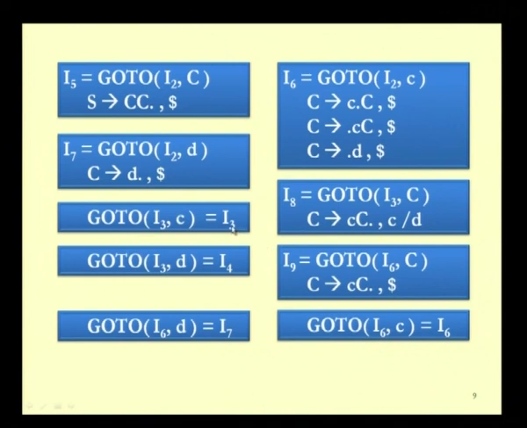States which we have already generated, that is, I3 on c goes to I3, and I3 on d goes to I4, and I6 on d goes to I7, and even I6 on c is also going to I6. That means there is no need of generating those as new states, because they already exist. We just add a transition to the already existing states. So, this is the LR(1) items obtained for the grammar.